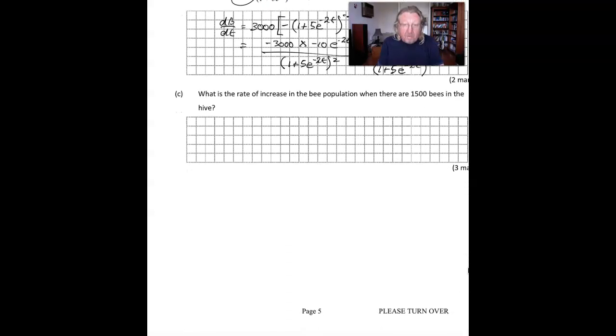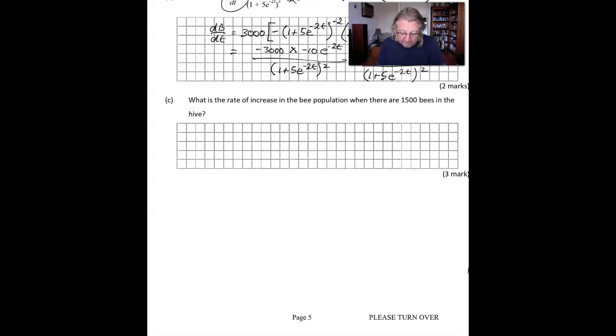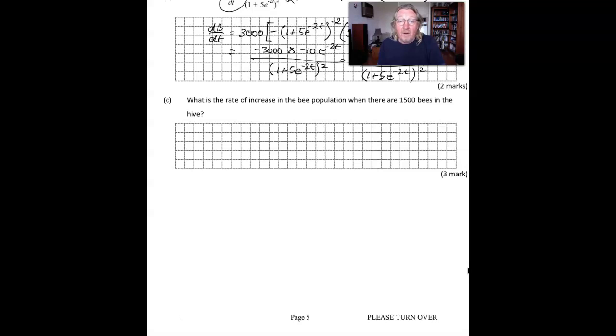Now, going down to this bottom question, what is the rate of increase in the bee population when there are 1,500 bees in the hive? Well, what we need to do is find out what time that occurs. When is the population equal to 1,500? And then we can substitute that value for t back into the rate equation that we've just derived. So to find the time that occurs, we need to solve for when the bee population, which is 3,000 over 1 plus 5e to the minus 2t, is equal to 1,500.